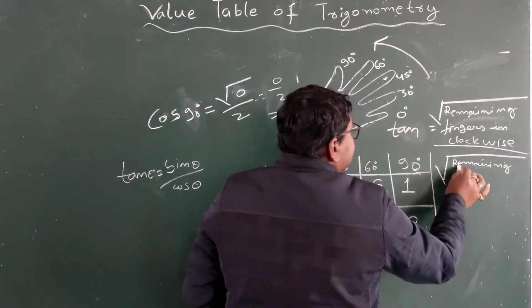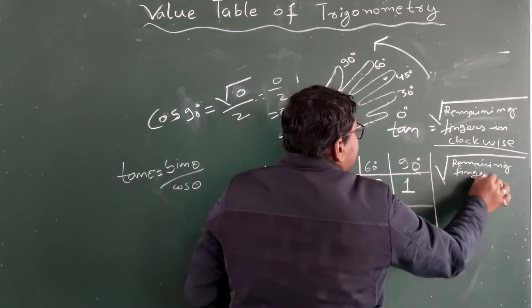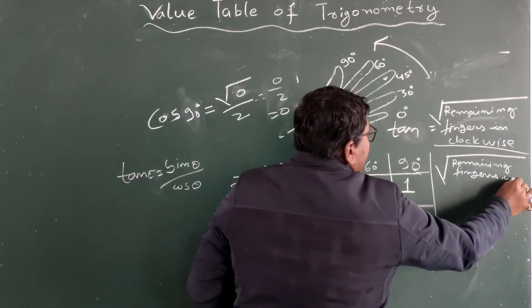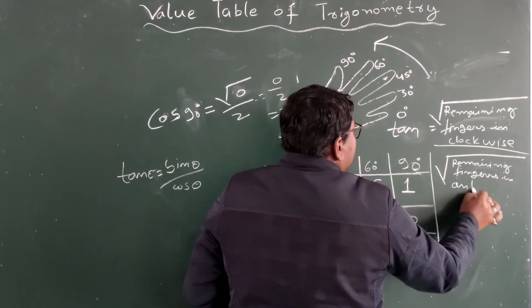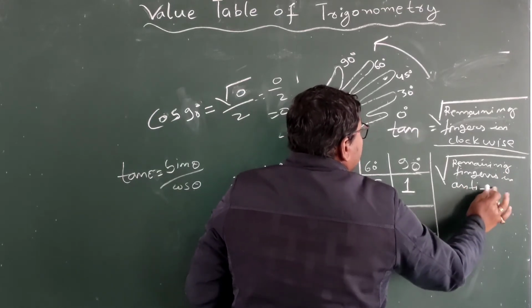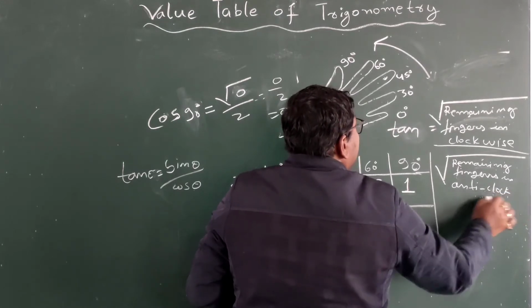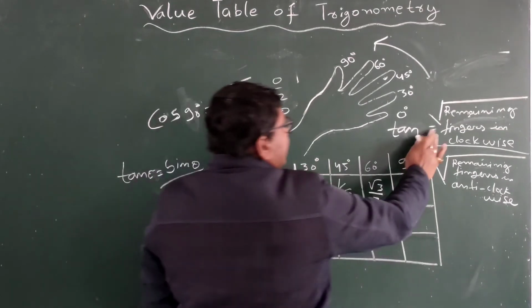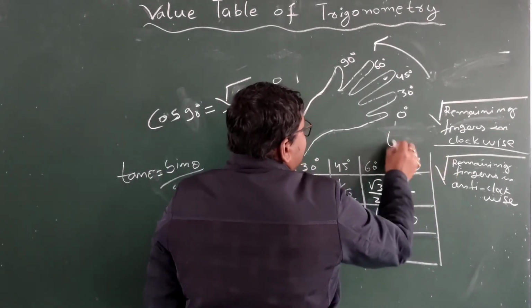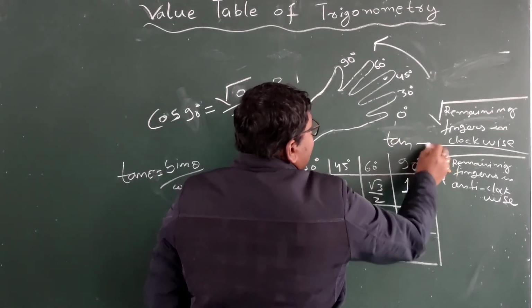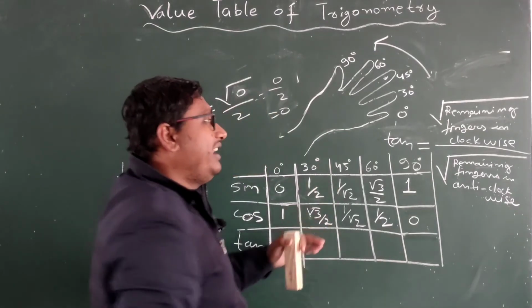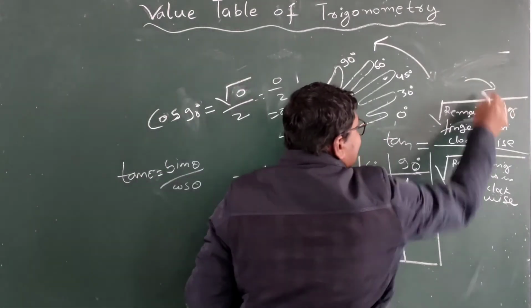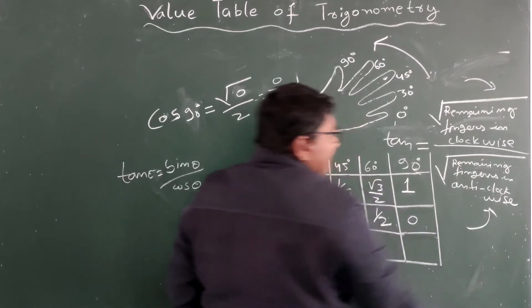Remaining fingers in anti-clockwise direction. Anti-clockwise. Use this trick, you can easily get the value of tan 10 also. For 10, the remaining fingers are in clockwise direction, I mean in this direction, and here in this direction.